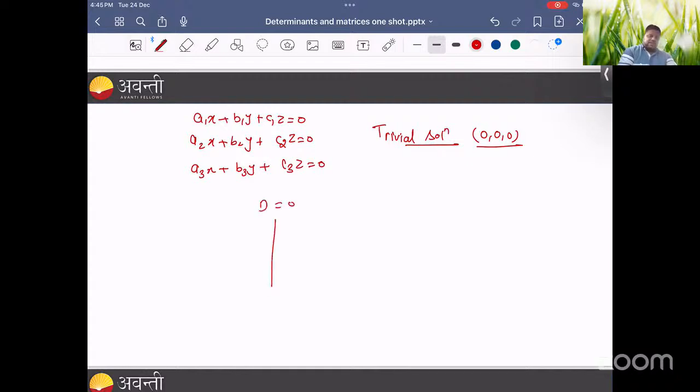And if the system is having an infinite number of solutions, its D should be 0. That means the determinant of A1, B1, C1, A2, B2, C2, A3, B3, C3 should be 0. Am I clear?